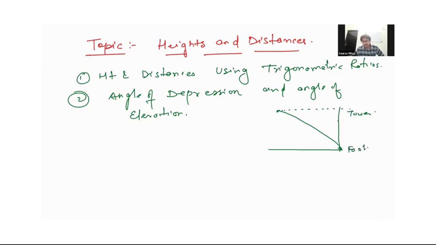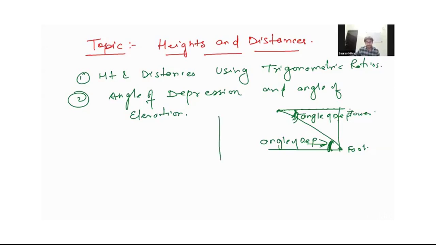So this angle is my line of sight angle, and this angle will be alternate to this angle, so this angle is equal to this angle. So this is my angle of depression. Since it is an alternate angle, this angle will also be equal to the angle of depression. So this automatically becomes the angle of depression.